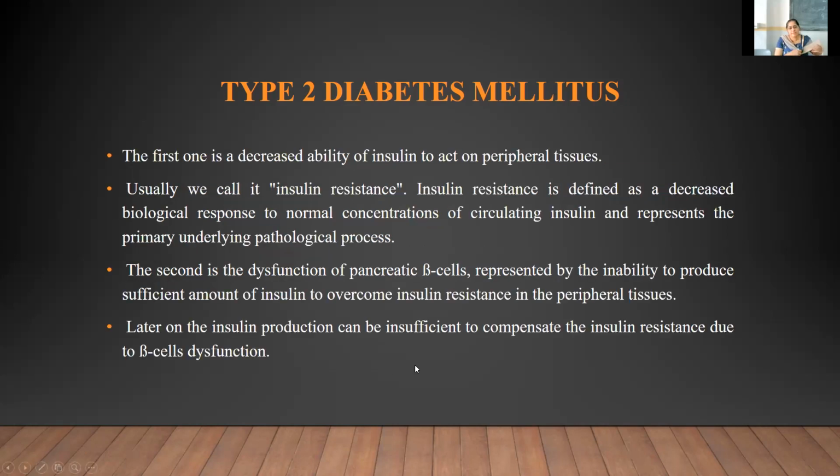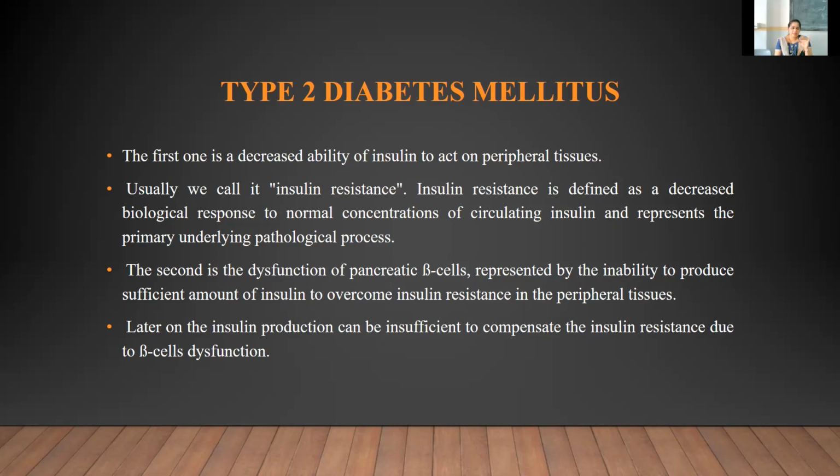The first one is decreased ability of insulin to act. Insulin is produced, but it is not able to act on the peripheral tissue, and this is what you call insulin resistance. Insulin resistance is defined as a decreased biological response to normal concentration of circulating insulin, and represents a primary underlying pathological process. This is the main reason for diabetes mellitus. You are having insulin, but your body is resistant to it, not responding to insulin.